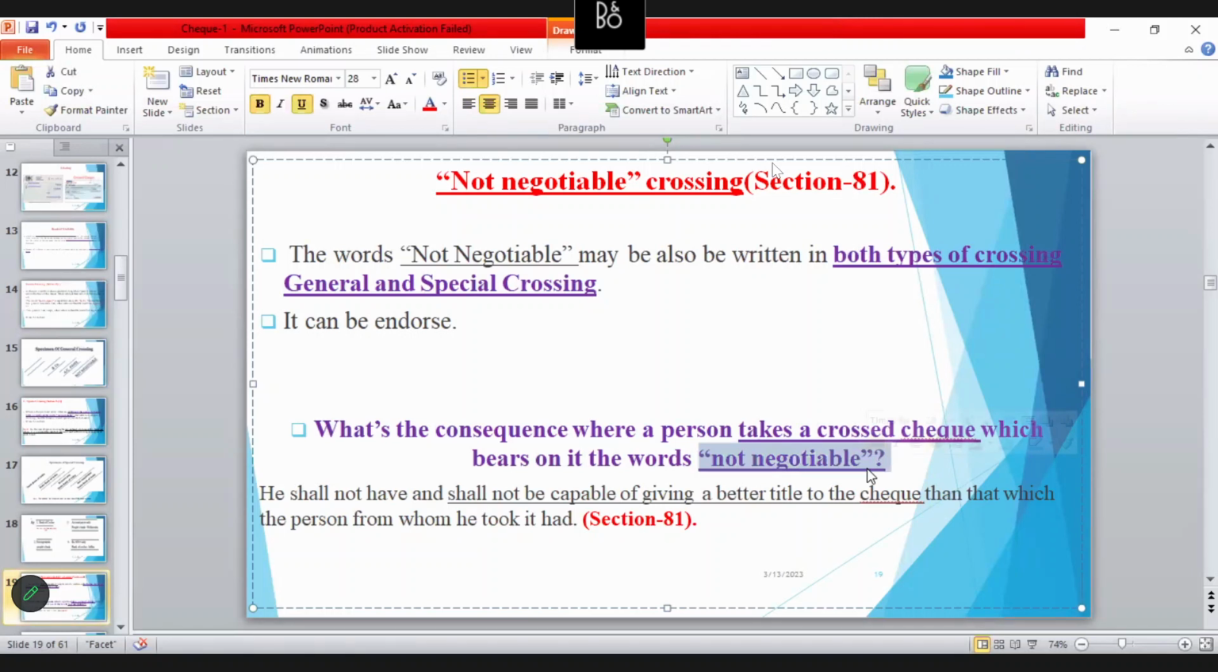Then what? He shall not have, and shall not be capable of giving, a better title to the check than that which the person had. If I write a check to Avani, right? So I put a signature and I mention the holder name is Avani. Then Avani, on the backside of the check, endorses it to Sindhuja.